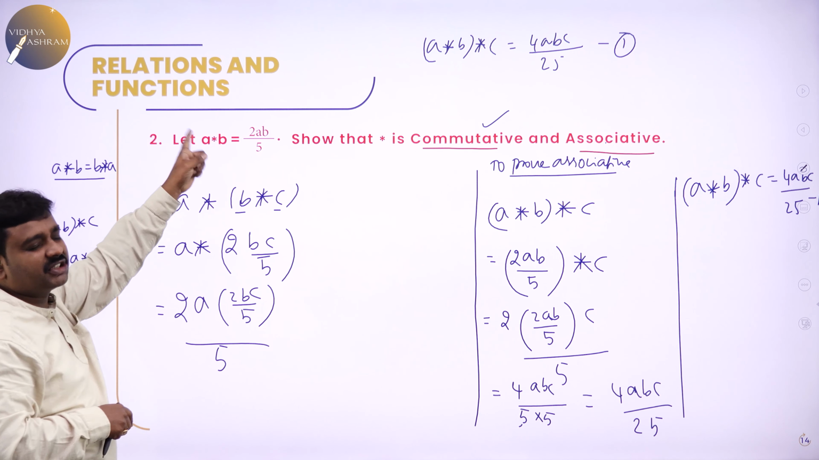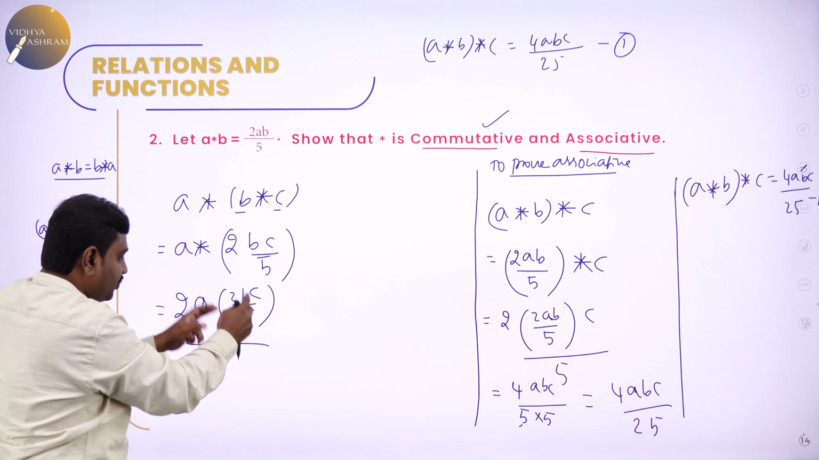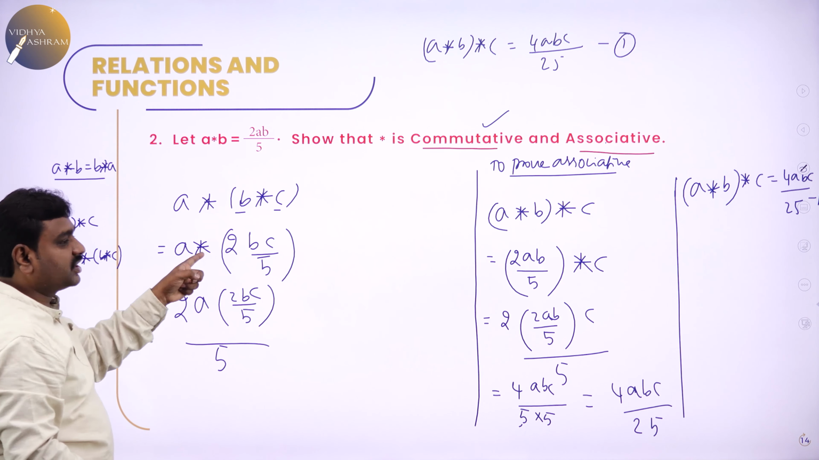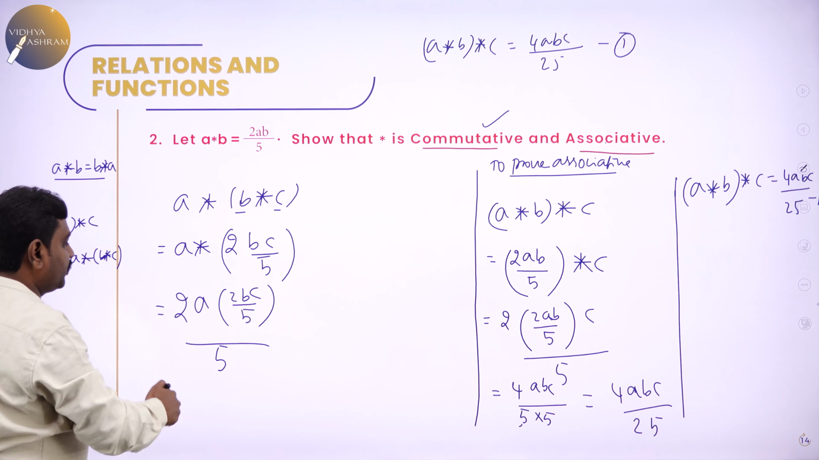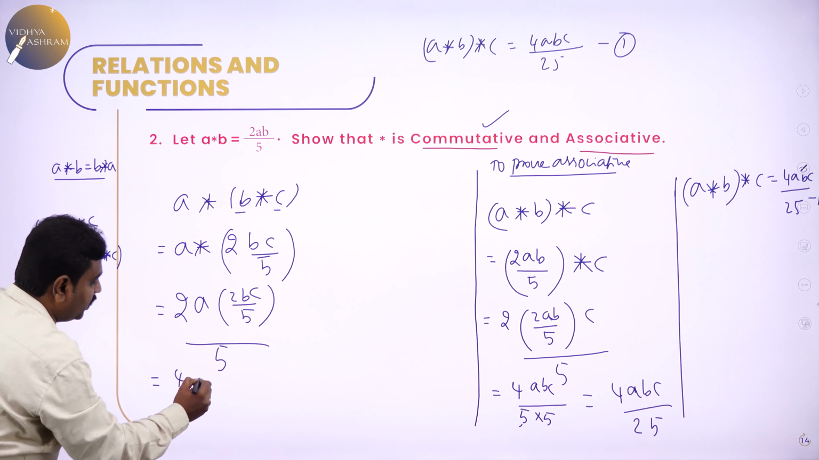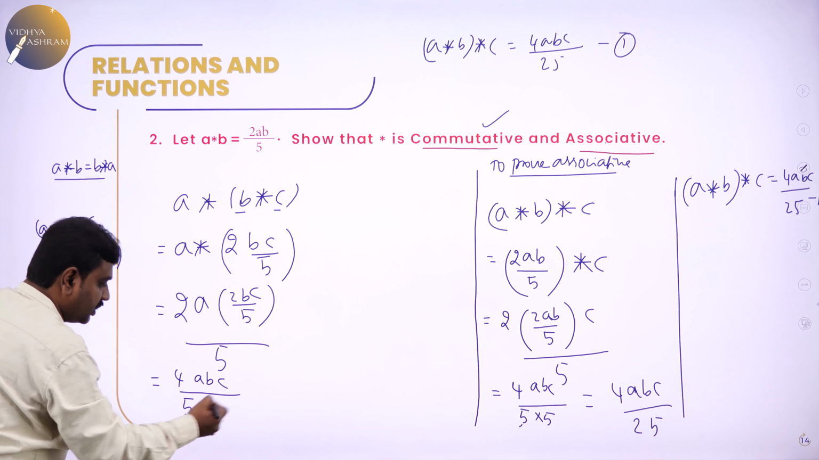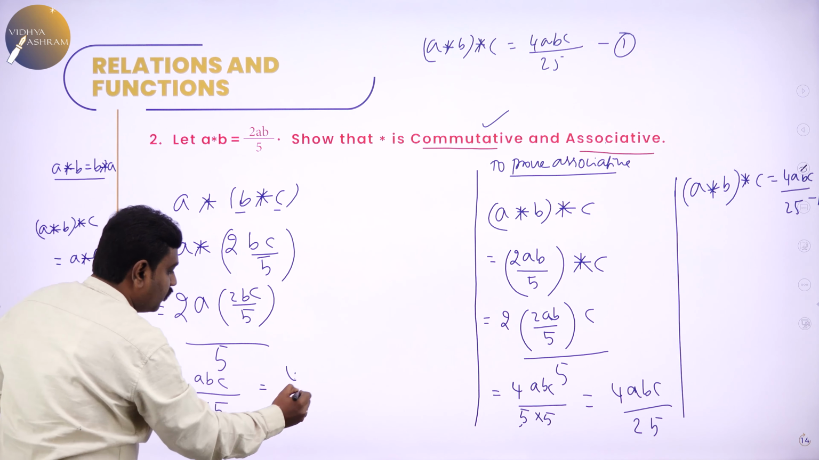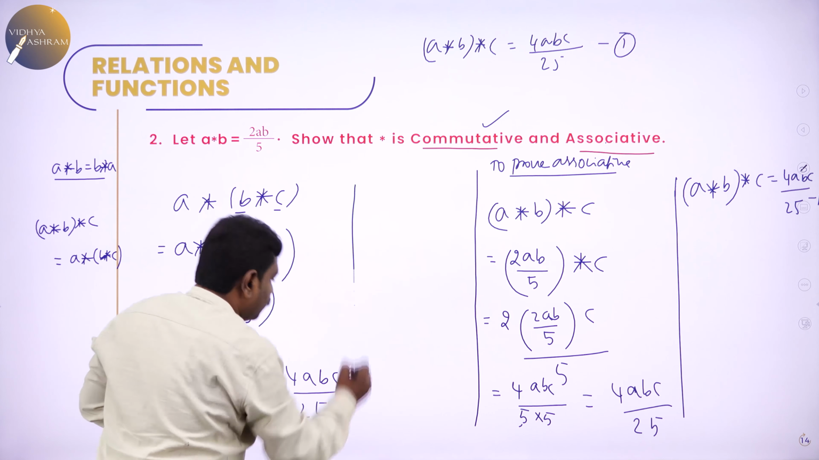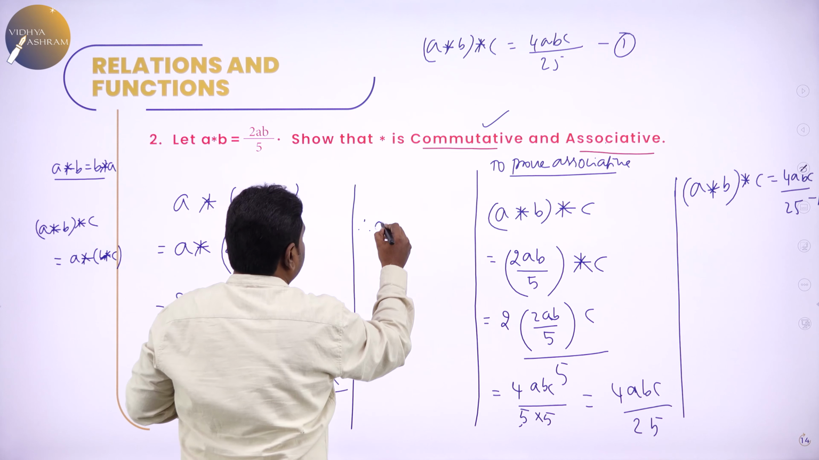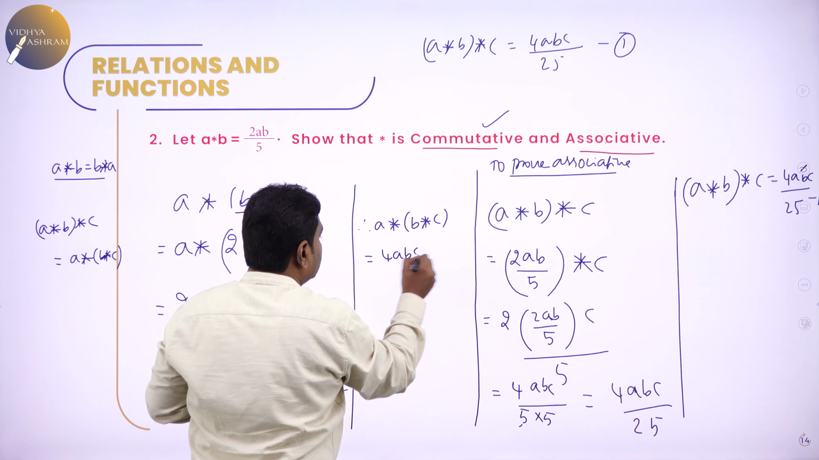What is the logic? First element star second is 2 times first into second by 5. So 2 times A is the first element, this whole bracket is second element by 5. First element star second is 2 times first into second by 5. First under A, this whole thing is second by 5. Now simplify this. 2 2s are 4, A into B into C, ABC by 5, and already one by 5 is there. That will be in denominator only. So you will get 4ABC by 25. So now you got this value A star B star C, that is also 4ABC by 25.